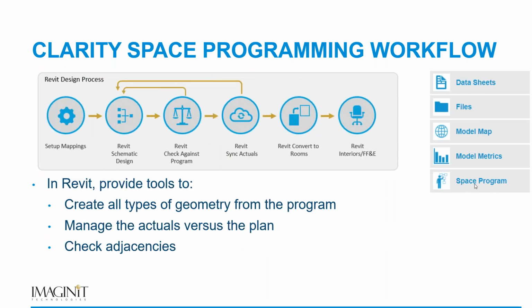By the way, people inside of Clarity who have space programming will see another entry in their project sidebar. On the Revit side of things, we wanted to give tools for generating geometry, to lay out the blocks, which you could then arrange into the right orientation, while all along managing the actuals versus the plan, and then do things like check adjacencies and help with FF&E and that kind of thing.